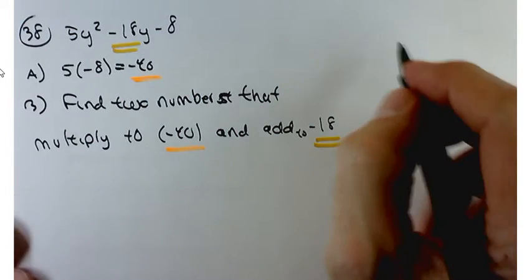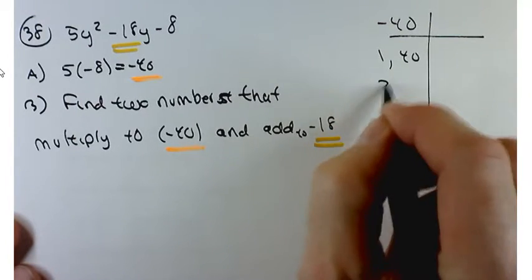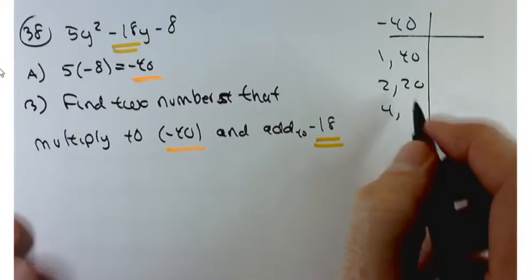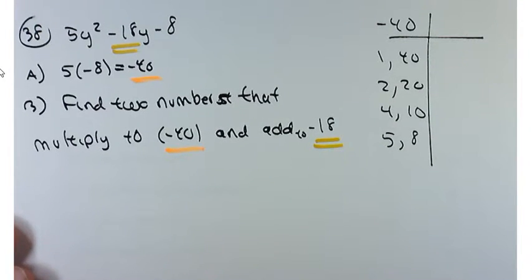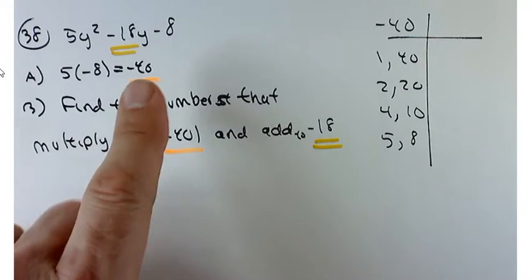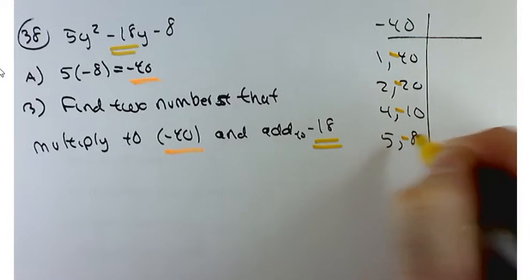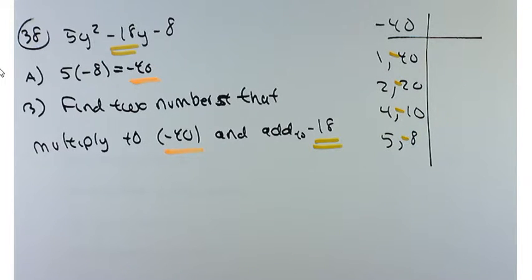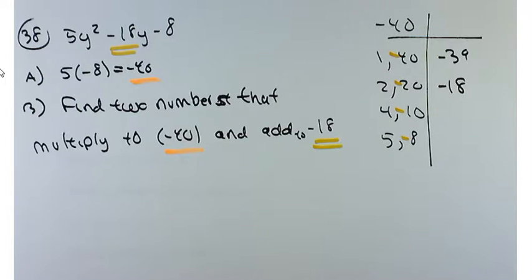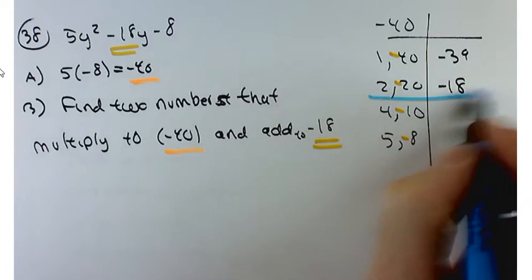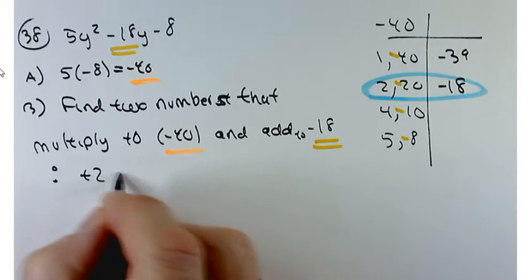Now, if you can't see those things right away, that's okay. Make yourself a little table like we did in the last one. So here's negative 40: 1 and 40, 2 and 20, 3 doesn't work, 4 and 10, 5 and 8. Let's see, the larger of these is going to have to be negative. So I'll make that negative. When you add these up, here I get negative 39, here I get negative 18. I can stop, right? These are the two numbers that I need. So the two numbers are positive 2 and negative 20.